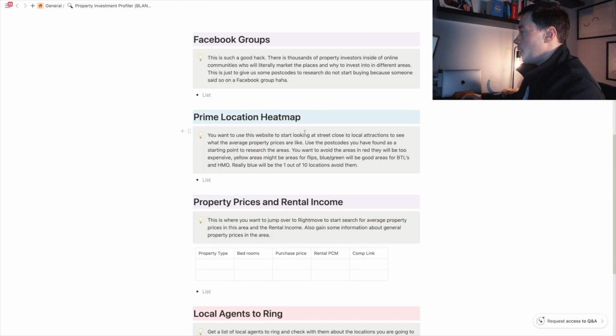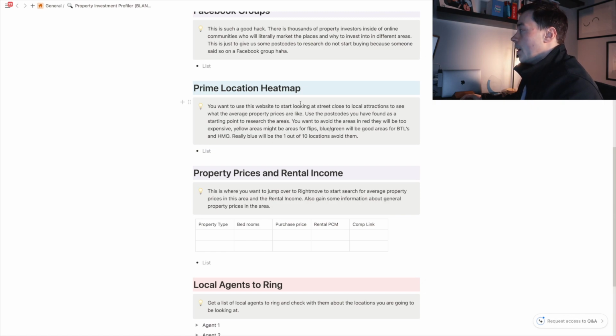So I'm going to show you how to do that. We've got a thing called Prime Location Heat Map, and this is a really good website where it shows you the average purchase prices across the UK. And it plots them on a heat map so you can see where the really good areas are and where the not so good areas are.